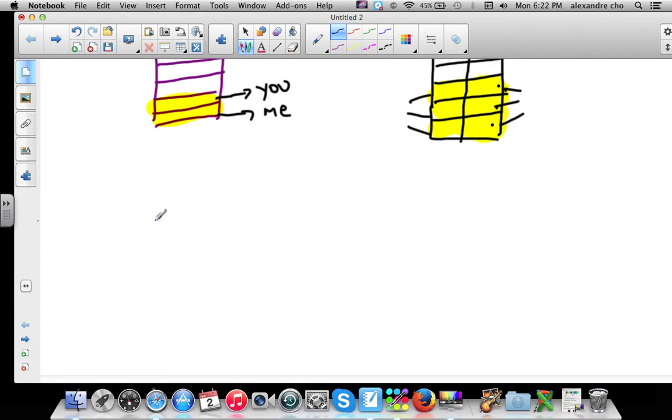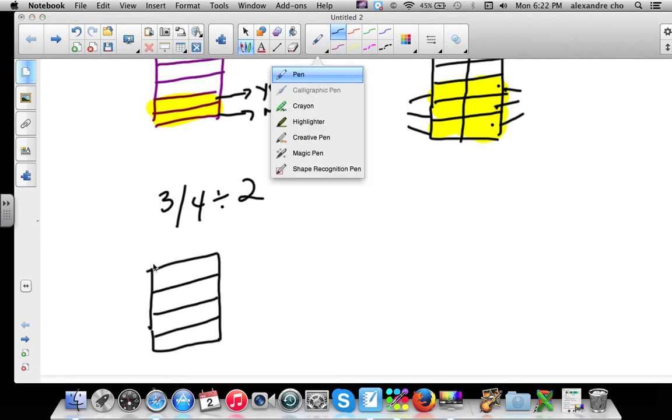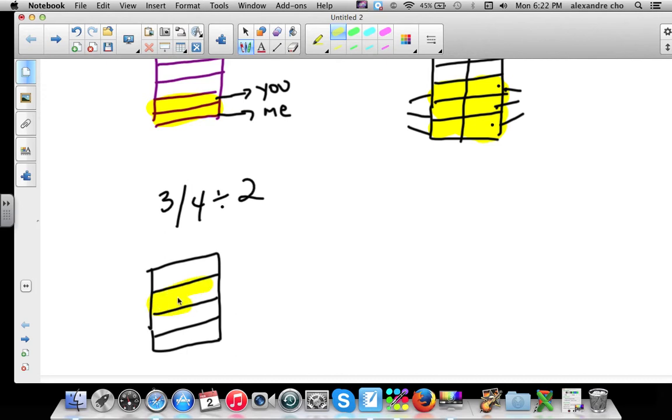Next one, we get 3/4 divided by 2. So again, let's create 3/4. Wow, why is this lagging? I don't know why it's so slow. 3/4, so let's create something that's 3/4. 1, 2, 3. And so 3/4 means we have these 3, 1/4, 1/4, 1/4. And you want to divide that by 2.